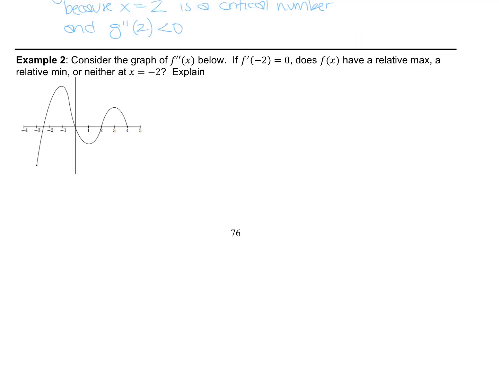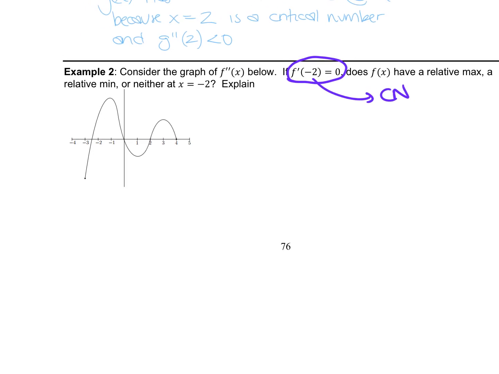So now given a graph, we are told f prime of negative 2 is equal to 0. What does that mean? Okay, that means that this is a critical number. Does f of x have a relative max, a relative min, or neither at negative 2? So interpretation stuff here. This is a critical number. What graph is this? This is the double prime.